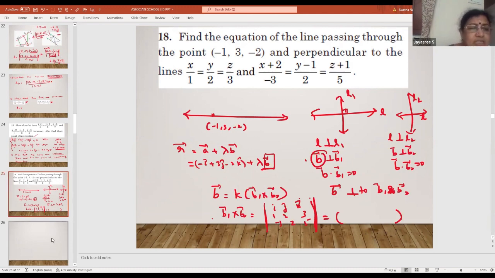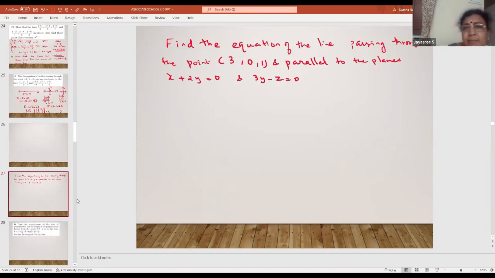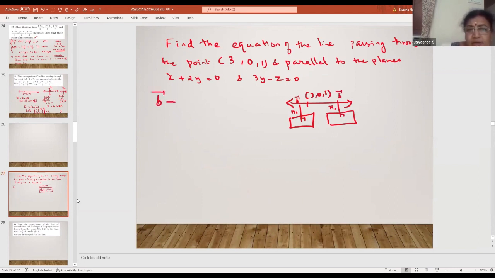A similar concept is the next one: equation of the line passing through one point and parallel to two planes. So the line is passing through the point 3, 0, 1 and parallel to two planes. That means the normal is perpendicular to B vector, and again the other normal is perpendicular to B vector. So B vector is perpendicular to N1 and to N2, so we get B vector equal to K times N1 cross N2. They can comfortably proceed with this.